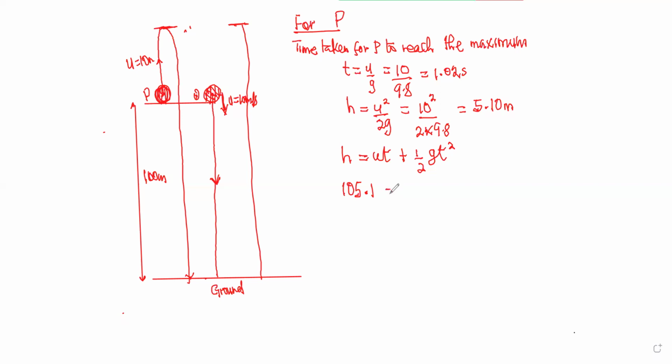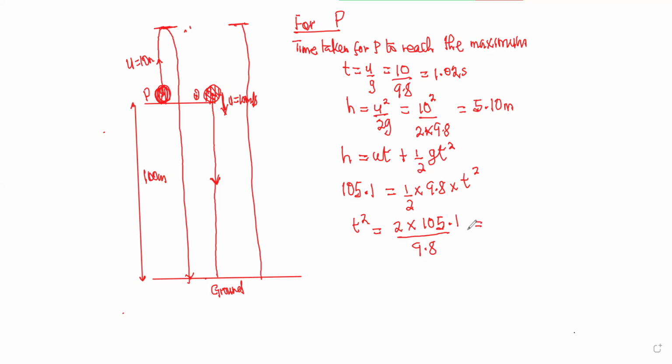This will be equal to, since it is free falling, initial velocity is 0, so half times 9.8 times t squared. So we'll have t squared giving us 2 times 105.1 all divided by 9.8.